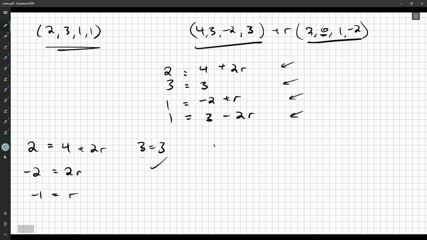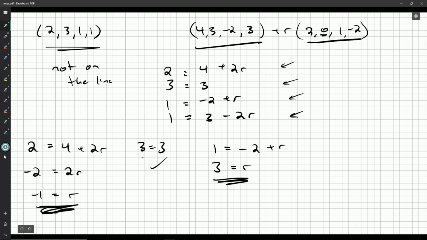We move on. Okay. The next one, we'll need 1 equals negative 2 plus r. Bring the 2 over to the other side. We get 3 needs to be equal to r. Uh-oh. We have different values for r here. Because we've got different values for r, then we know this point is not on the line. If we'd gotten the same value, if we'd gotten negative 1 each time, then yeah, the point would have been on the line.